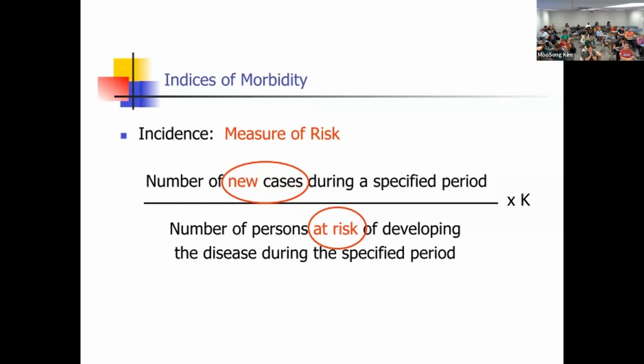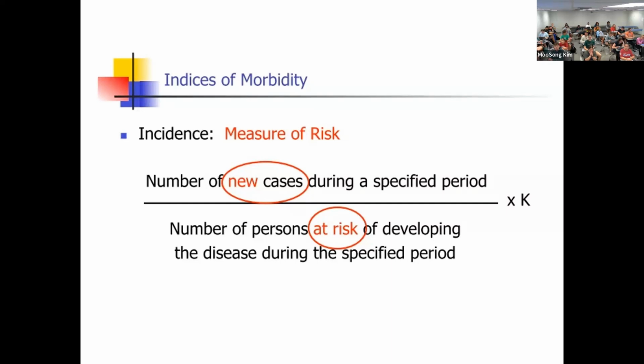Let's talk about the new case. What is the new case? New case meaning. Okay, in September, 50 people actually developed the disease. And then in September, there are already 150 who have the disease.